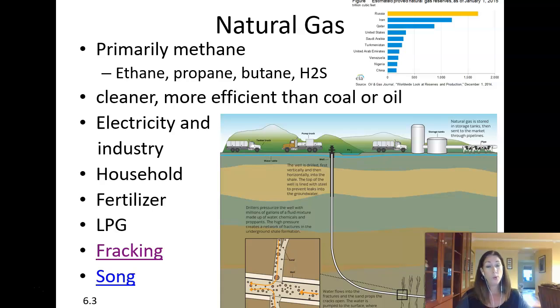But we are seeing more and more of this because the demand for natural gas is going up because it is slightly cleaner than coal. It produces less CO2. And because we're finding more and more of these deposits in our shale rock.